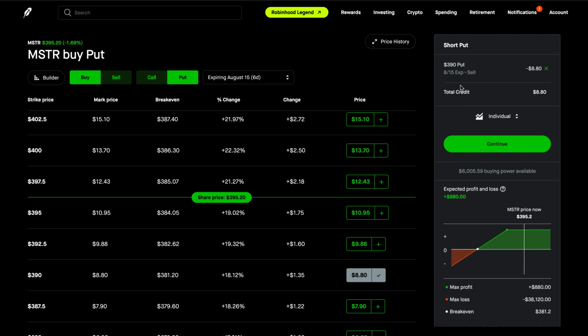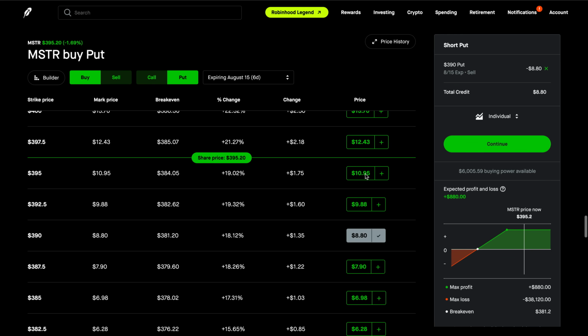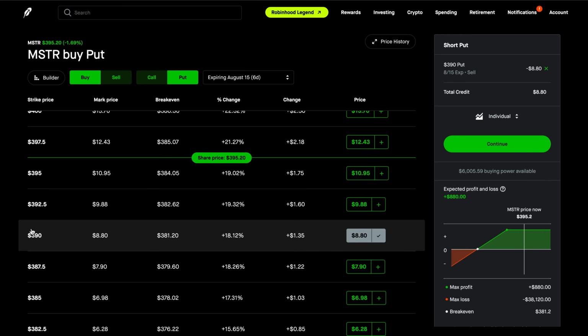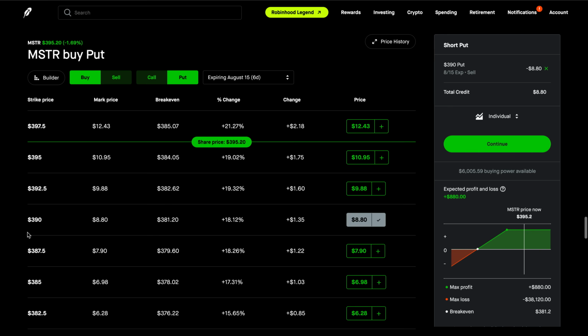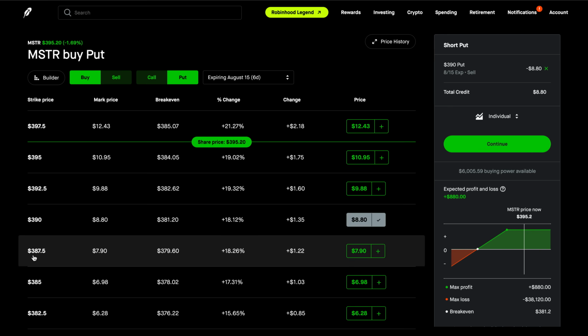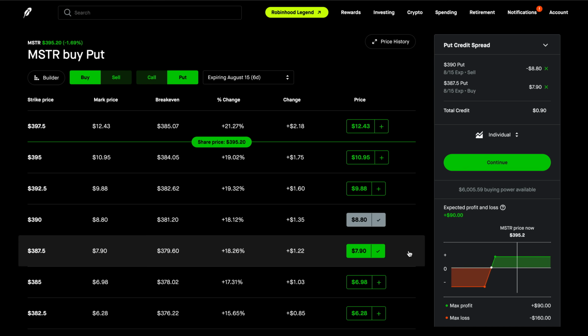So again, we're still going to sell the put like we normally would. Remember, you should be selling a put at the strike price you believe the stock will be above at expiration. And now we're going to buy a put with a lower strike price. So if I sold a put with a strike price of 390, I would now buy a put with a lower strike. So I'm just going to buy the put right below it at 387.50. So I'm going to go ahead and select that there.